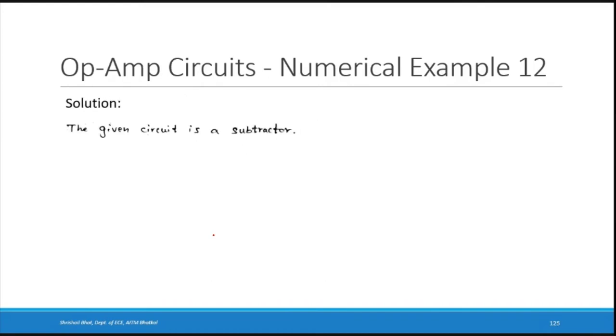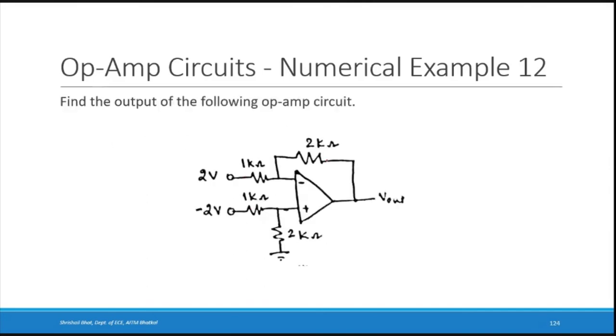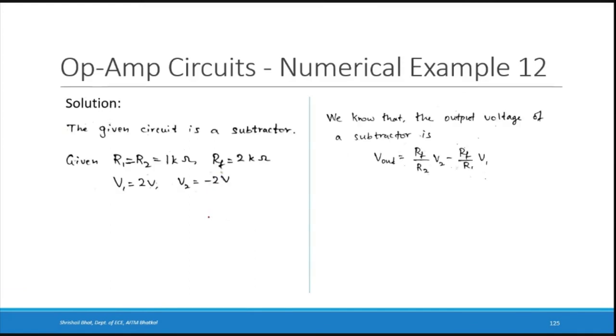The given circuit is a subtractor where R1 and R2 are equal in this case, that is 1K, RF is 2K, V1 is 2 volts, V2 is minus 2 volts. So the output of a subtractor is RF by R2 into V2 minus RF by R1 into V1. Substitute them. RF is 2K, R2 is 1K, into V2 which is minus 2, minus 2K by 1K into 2. What do you get?